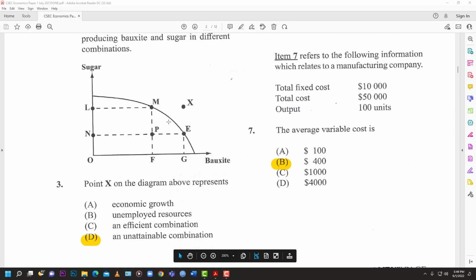So you realize point X is beyond the production possibility curve. There are no combinations right there. It's impossible to reach based on the given resources. So it's unattainable. Inside is being inefficient or having unemployed resources. And of course, M and E are the more efficient combinations.